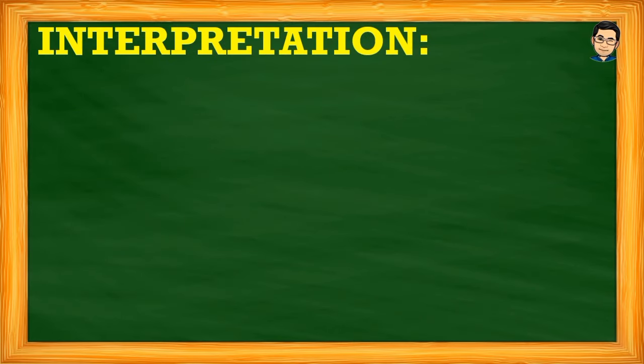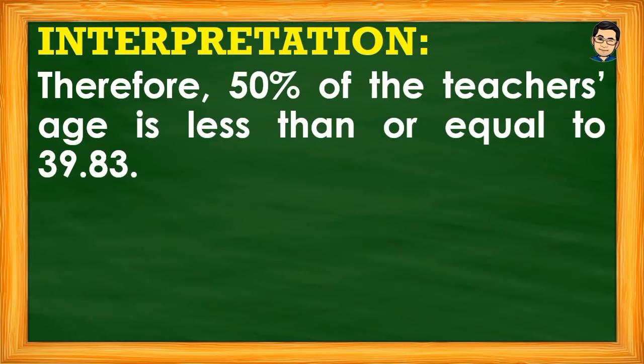So for our interpretation, therefore, 50% of the teacher's age is less than or equal to 39.83. So kumbaga yung pinaka-middle value, middle age ng mga teachers sa San Isidro National High School is 39.83. Okay, so 39.83 pababa.